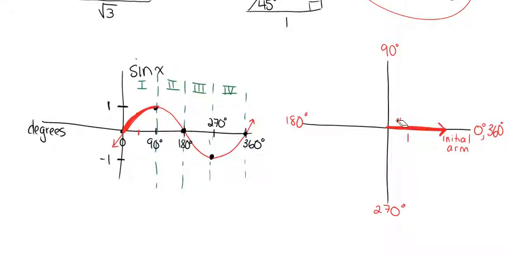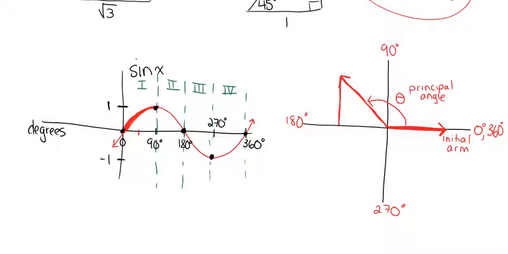So I can extend my terminal arm to go into quadrant 2. There you go. There's my terminal arm. So now I've created this angle called the principal angle. But it has a related angle. If I connect my terminal arm with the x-axis, I can create what's called a related angle. So that's a related angle.